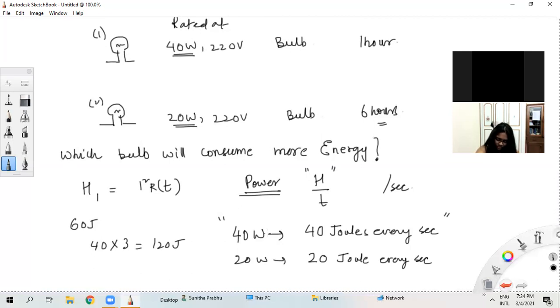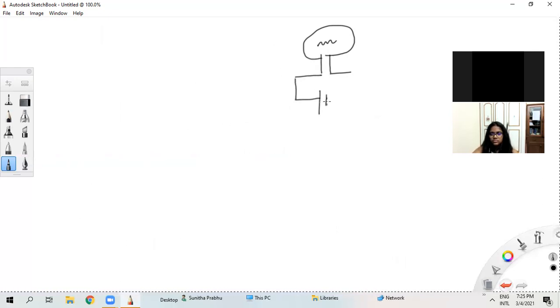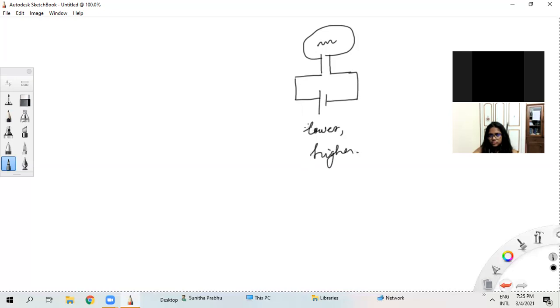And one more thing to bear in mind is, what is the need for mentioning 40 watt, 220 volt? That is what is called rating. Please be very careful in this. What we are saying here is, we are telling this bulb, I am designing it, and this bulb has to work effectively. But please don't connect this bulb to a voltage source which is lower than that or which is higher than that. That's what these fellows are telling.